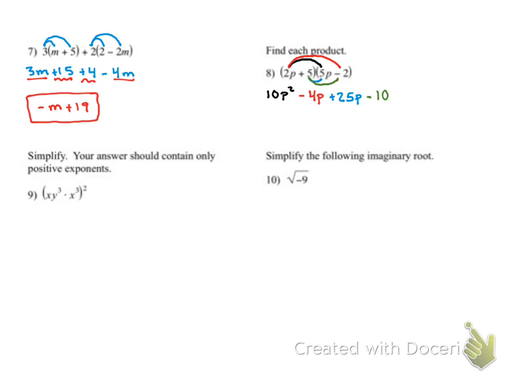So now we go combine our like terms. We look for our like terms. These will be combined. But when we write our answer, we need to make sure that we have it in standard form. So highest exponent first, and that's that square. So 10p squared. Negative 4p plus 25p gets combined. That's 21p, and then minus 10.